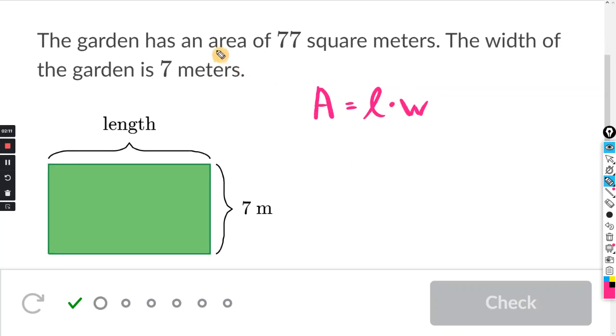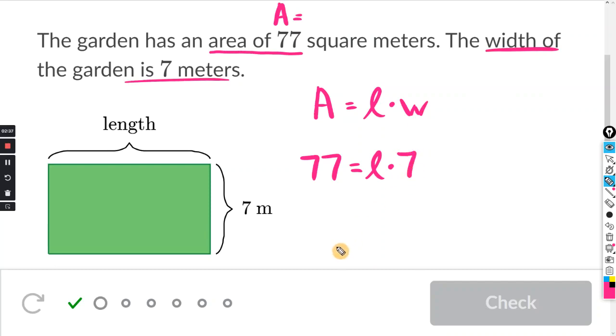Okay, it's given in the problem that the area is 77. So we're going to plug that in for A, capital A. That's the area. The length is exactly what we're looking for. We don't know the length, so we'll leave it as L. Times the width. It says the width is 7 meters. So in place of W, I'm going to plug in 7.